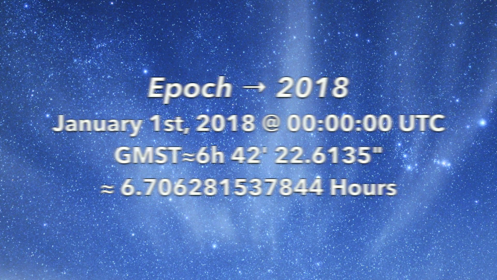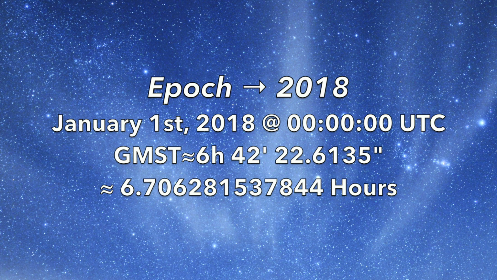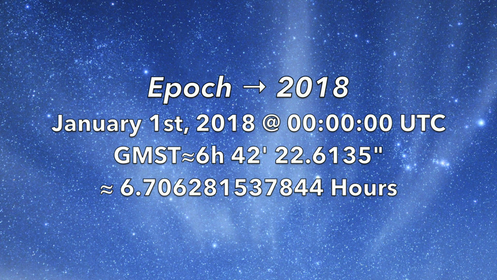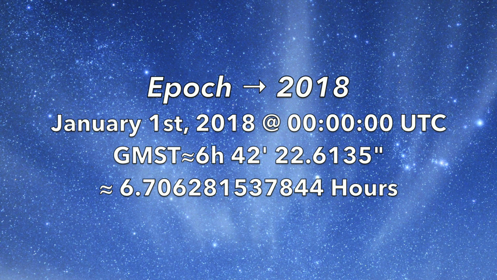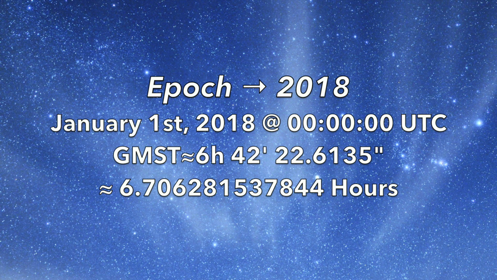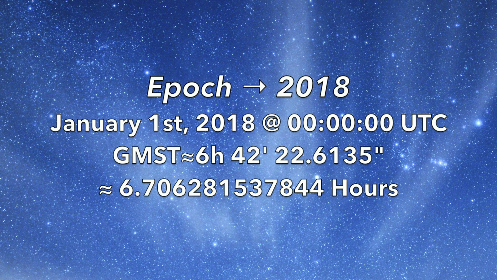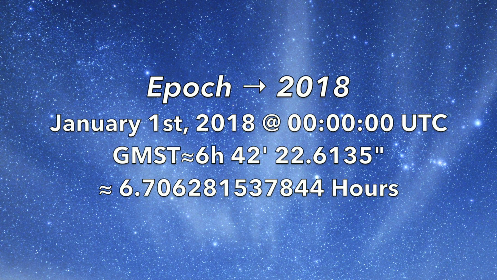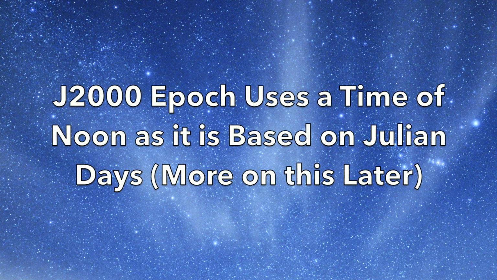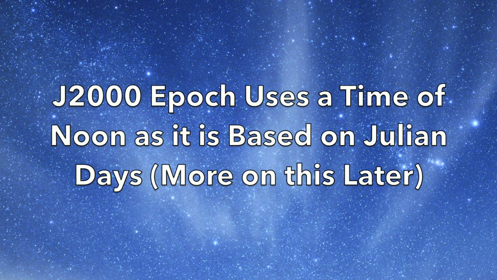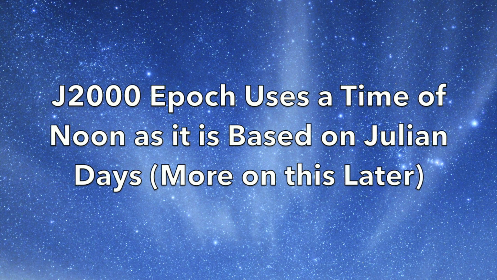which is Coordinated Universal Time, which is basically the time zone that Greenwich is in. For our purposes, we will be using the epoch of 2018, the year in which this video was made, which refers to January 1st, 2018 at exactly midnight UTC, when the GST was approximately 6 hours, 42 minutes, and 22.6135 seconds. Our example epoch uses a time of midnight UTC instead of noon, as it simplifies calculations, since we are accustomed to calendar days beginning at midnight instead of noon.